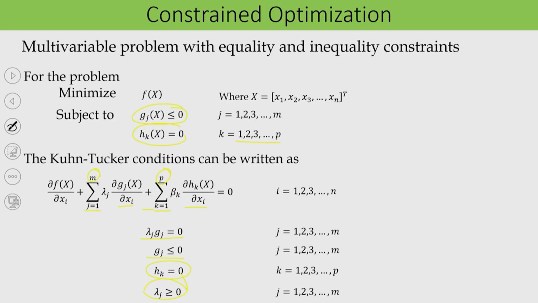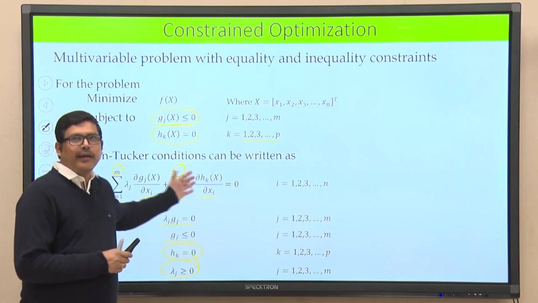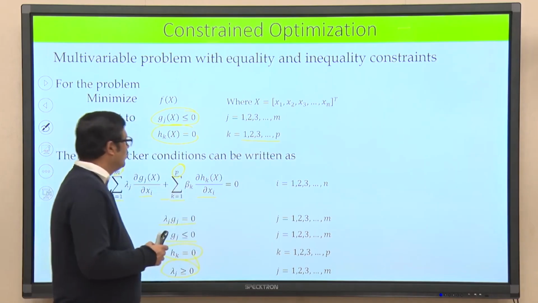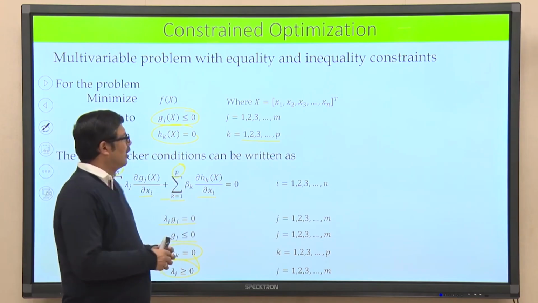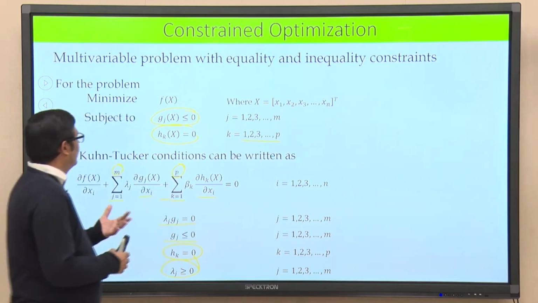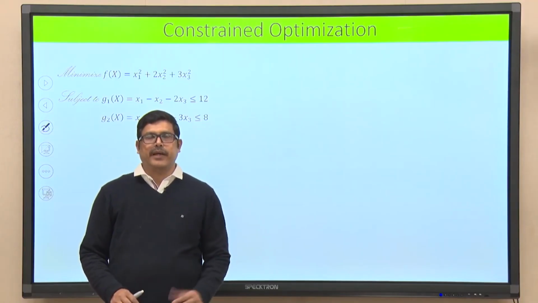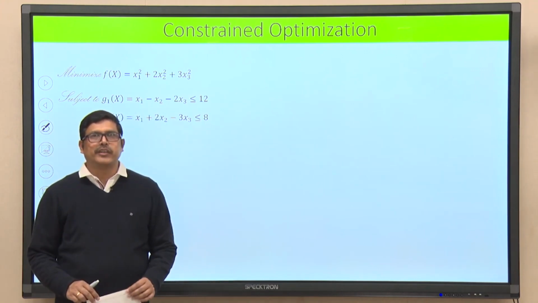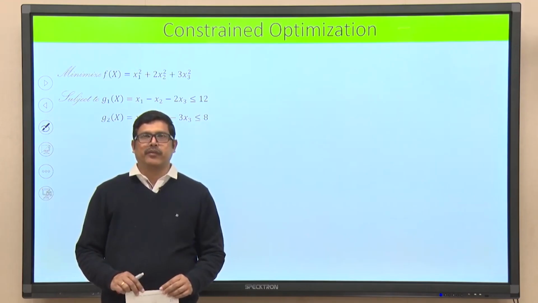So, in case of the problem with equality and inequality constraint, I can use this condition, and basically these are known as the Kuhn-Tucker condition for the problem having equality and inequality constraints. Let us solve this example problem. So, I will explain how we can apply Kuhn-Tucker conditions to find out the optimal solution of this particular problem.